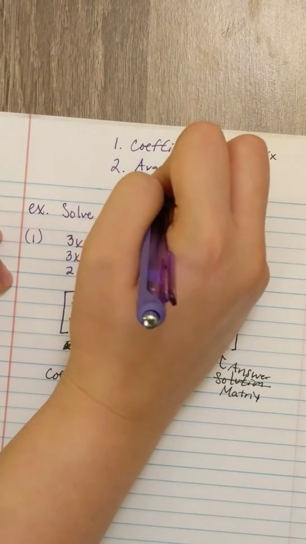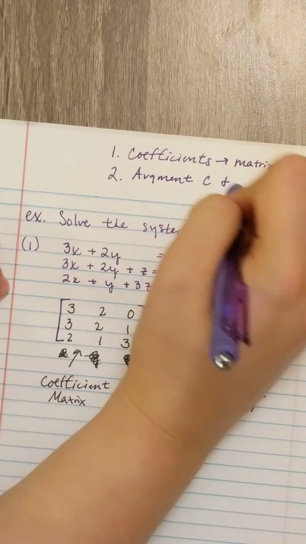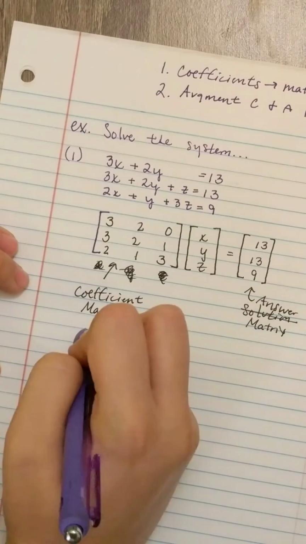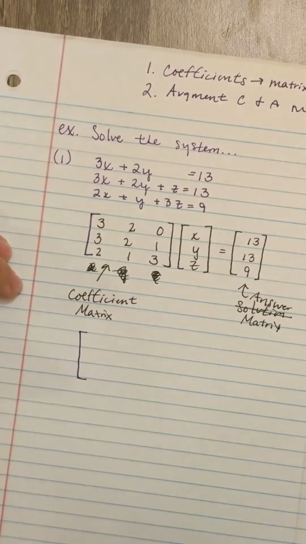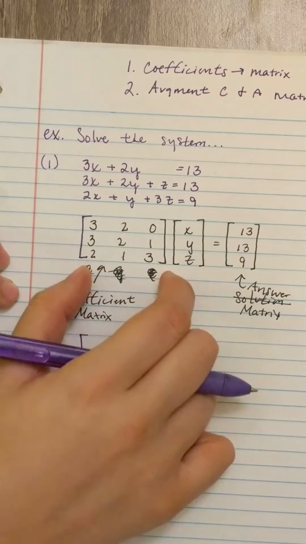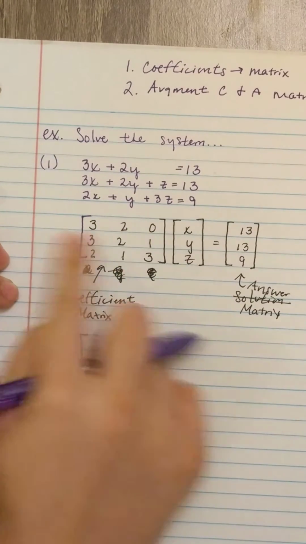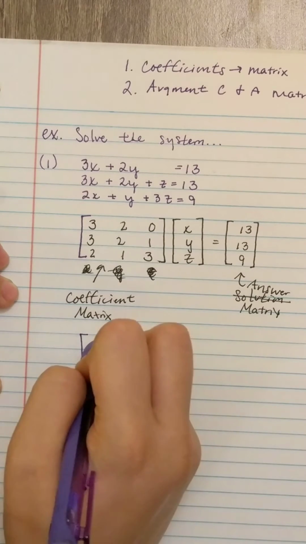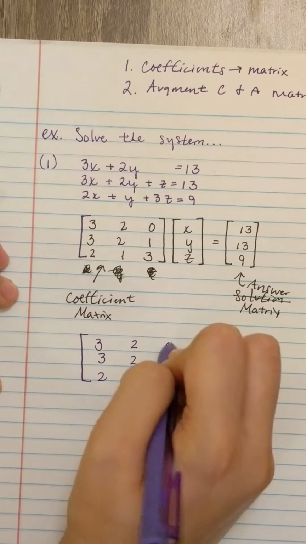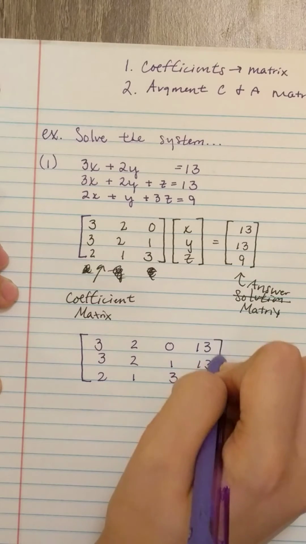So when you solve these, the next thing you're going to do is augment the coefficient matrix and your answer matrix. By augment, I mean you take this column and you just stick it inside the matrix. So instead of being a 3 by 3, it becomes a 3 by 4 because that's an extra column. So 3, 3, 2, 2, 2, 1, 0, 1, 3, 13, 13, 9.